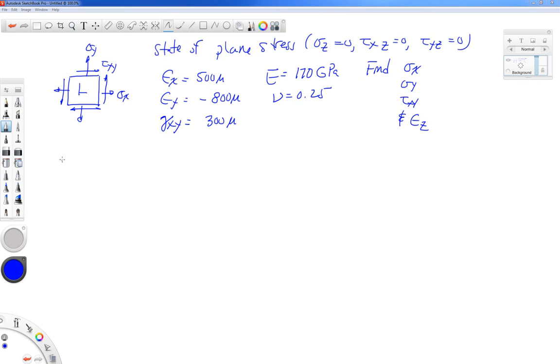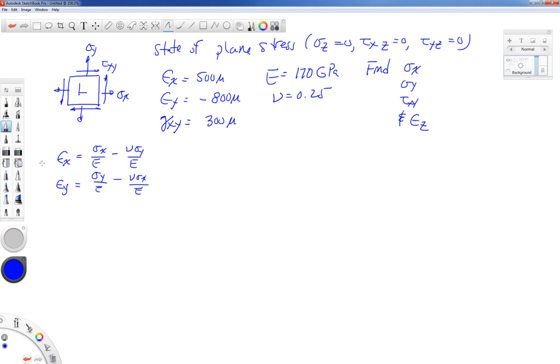Let's work it with symbols first. So we're going to have epsilon x is equal to sigma x over E minus nu sigma y over E. And because sigma z is equal to 0, I'm not going to include that third term. Epsilon y is sigma y over E minus nu sigma x over E. And again, since sigma z is equal to 0, I'm not going to include that term either. We want to be able to invert these equations. Now, you can plug in the numbers at this point and do this, but let's go ahead and do this in terms of symbols, and we're going to get some equations. I don't want you to memorize those, but I want you to see how we can get those from our basic 3D Hooke's law equation.